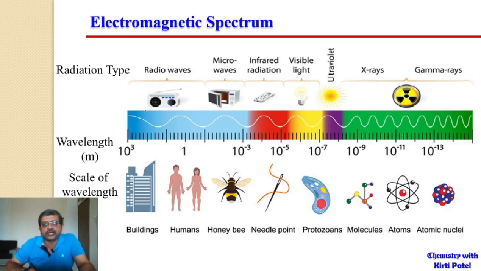Electromagnetic spectrum can be divided. It's a very huge spectrum, so we can divide it into different categories like radio waves, microwaves, infrared radiations, visible light, ultraviolet, X-rays, and gamma rays. The visible region is the one which is sensitive to our eyes, and we can see only in this particular region, which is from 380 nanometers to 780 nanometers.